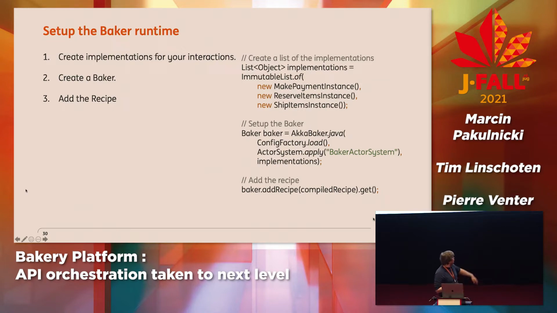And finally, of course, we need to add the recipe. And we just add the compiled recipe we had from the recipe compiler. Some of you will also see the .get at the end. The whole baker runtime returns completable futures, so you can write asynchronous code against it. But for example, I'm just going to block everything. So .get is just blocking until I get my result to keep it simple.